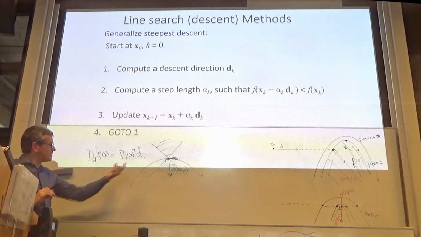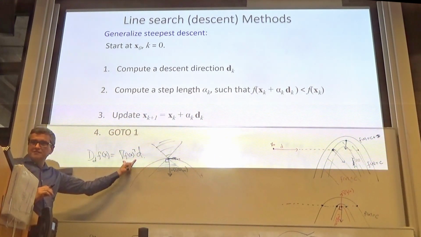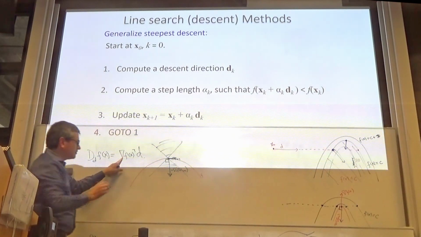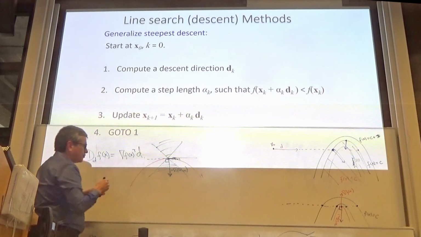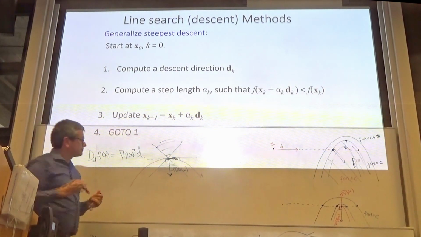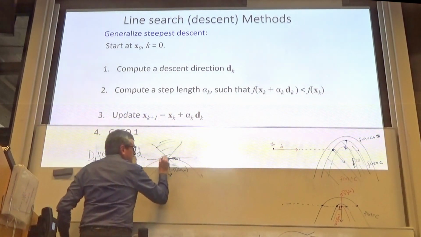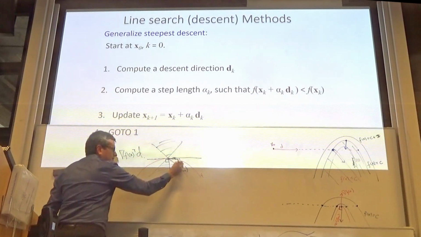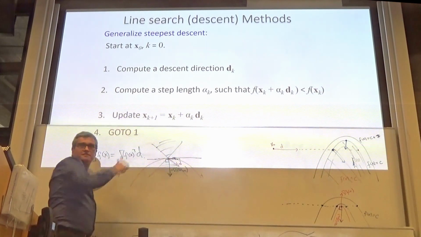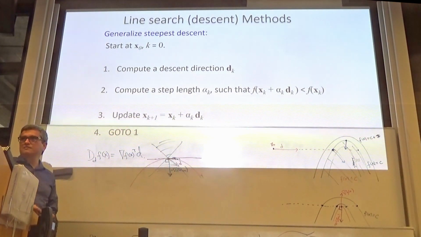So I want this to be a negative number. If I look at the gradient, what I really need about D is that D points in the direction perpendicular to this line here. Any D pointing there will be a good direction.